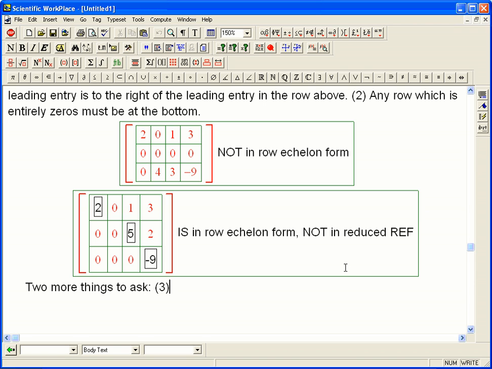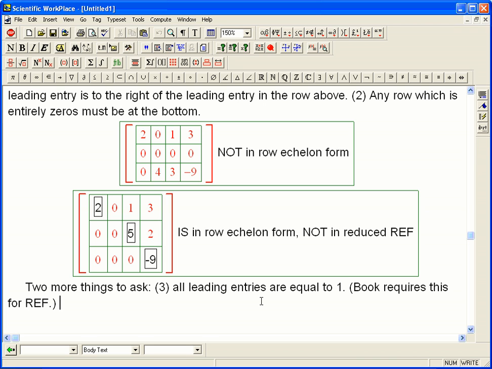Number 3, which is different from the numbering in the book because I'm talking about a slightly different variation of the concept, is that all leading entries are equal to 1. When you look at the answers in the back of the book, they're going to require this even just for row echelon form. I don't agree with that. I don't think that's really essential for row echelon form. But it's a good thing to have to simplify your matrix.